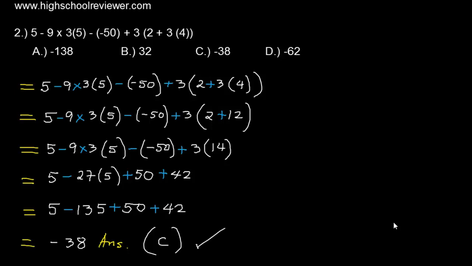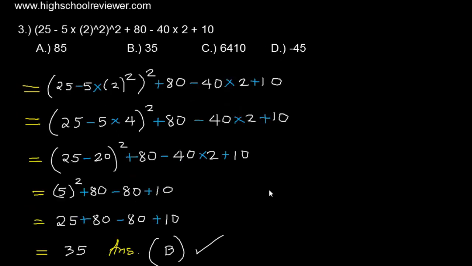For problem number 2: 5 minus 9 times 3 times 5 minus negative 50 plus 3 times the quantity of 2 plus 3 times 4. Again, use PEMDAS. Perform those that are inside the parentheses first, followed by those that have exponents. If the problem has no exponents, then just perform the next step, which is multiplication and division from left to right, and the last operation will be addition and subtraction from left to right. Here is the solution, and our final answer is negative 38, or letter C.